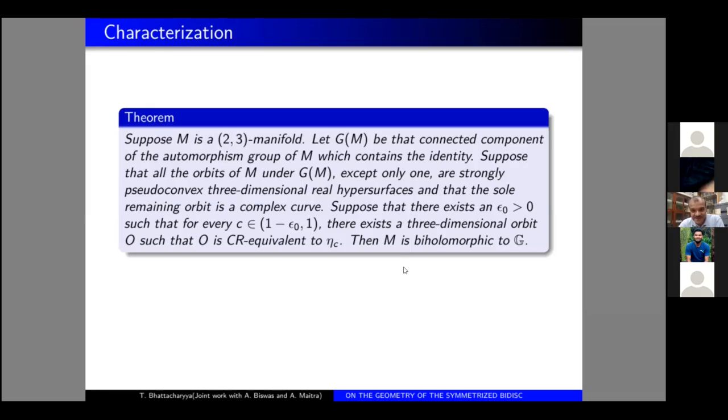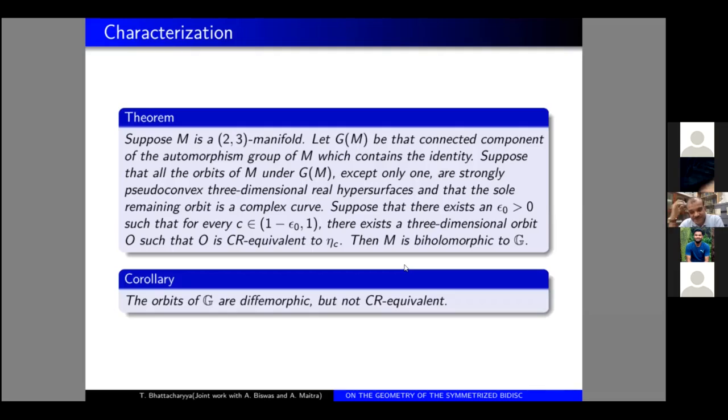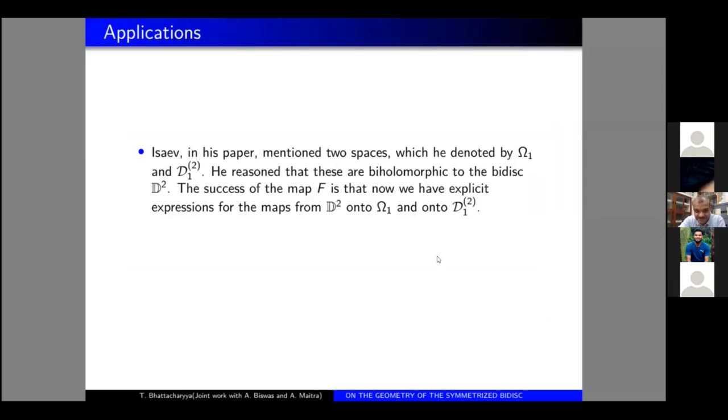But rather than the characterization, there is an interesting corollary of the biholomorphism, namely the orbits of G are diffeomorphic but not CR equivalent, because Isaev showed that orbits of D1 are not CR equivalent, and this is something we wouldn't have been able to figure out otherwise by looking at just the symmetrized bidisc. They're not CR equivalent. Okay, so that's the first part.